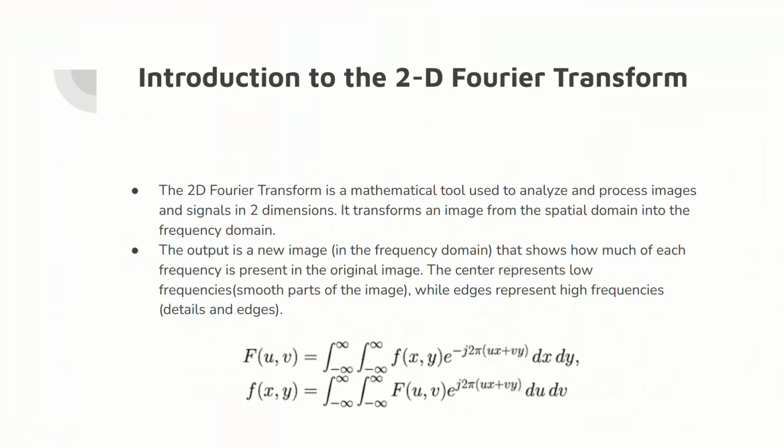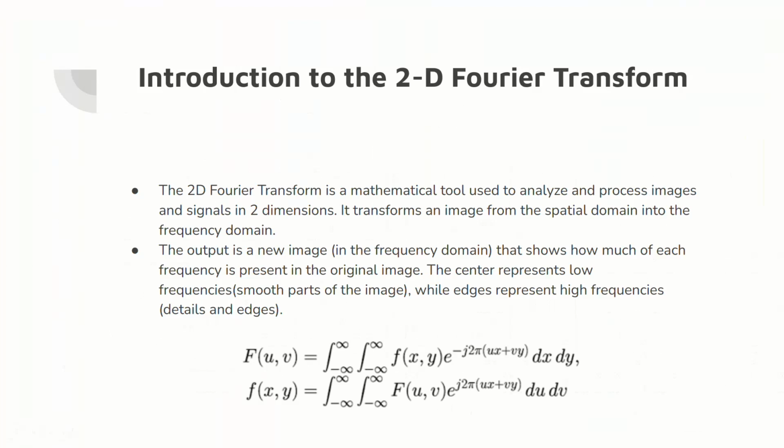Let's look at a couple of examples involving MRI image reconstruction from the Fourier transform. First, let's familiarize ourselves with the 2D Fourier transform. The 2D Fourier transform is nothing but the Fourier transform applied to images, which are two-dimensional because of their length and width. It will convert the image from the spatial domain to the frequency domain and tell us how much of each frequency is present in an image.